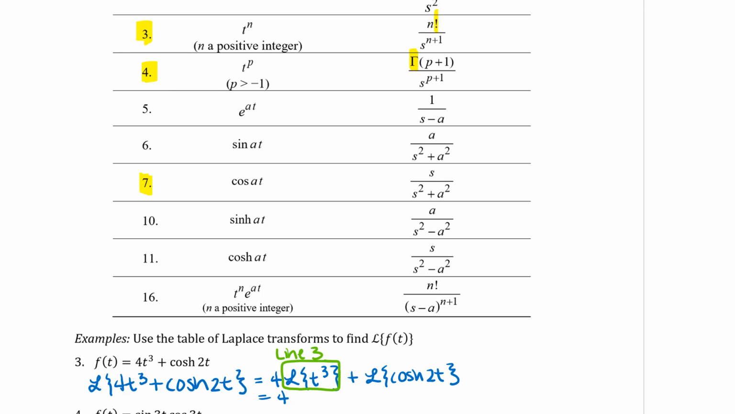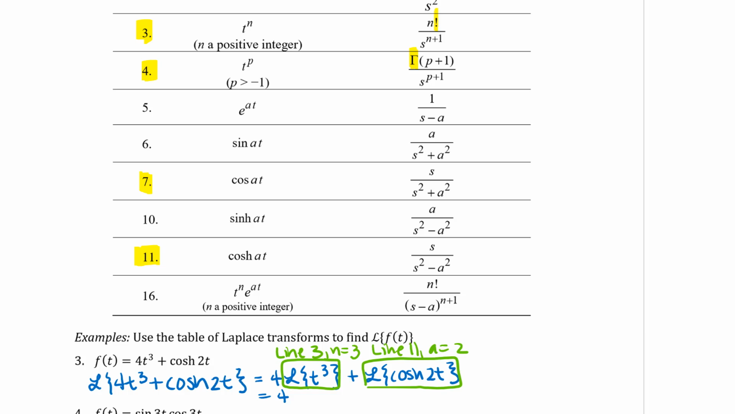And our n here is 3. And then for the second term, for the Laplace transform of the cosh function, be careful about that. Line 7 is the cosine function, and line 11 on the table is the cosh function. This one's the cosh function, so make sure you're looking at the correct one. So I'm going to be using line 11, and our a is 2.